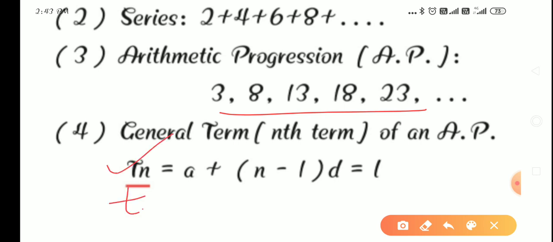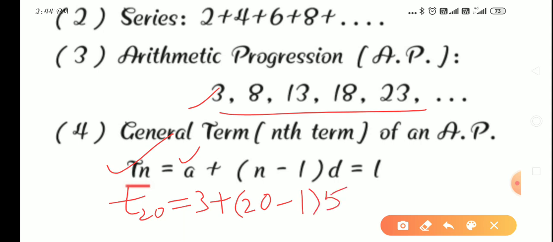You can write T20 equals a, the first term, which is 3, plus (n minus 1) into d. Here n means the 20th term you are going to find, so in place of n you put 20, minus 1, into d, which is 5. So it will come 3 plus 19 into 5, which is 95, equals 98. So it will be the 20th term. Like this you can find the 50th term, 100th term, by applying this formula.